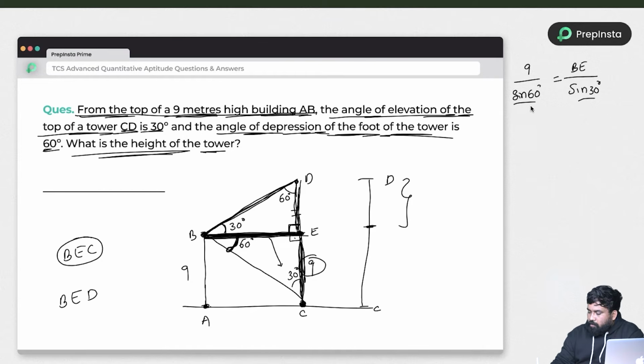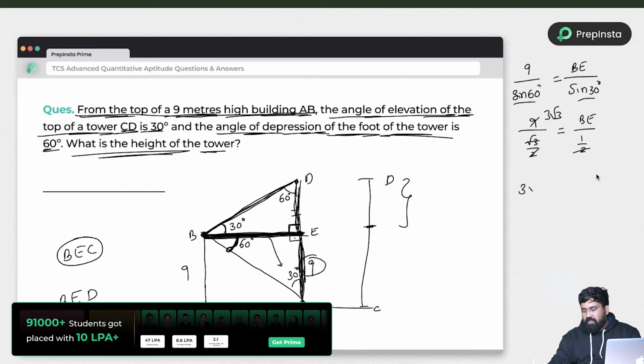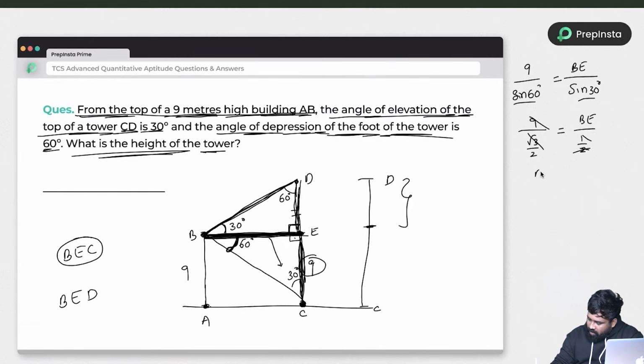We already know the values of sine 60 and sine 30, right? Sine 60 is root 3 by 2, and BE over sine 30, which is 1 by 2. 1 by 2 and 1 by 2 get cancelled. So root 3, you can cancel this root 3. Why? Because 9 can be written as 3 into 3, which divided by root 3 cancels the root 3 once. So I have got 3 root 3. You need to be very quick at all these calculations. After all the calculations, we are left with BE is equal to 3 root 3.